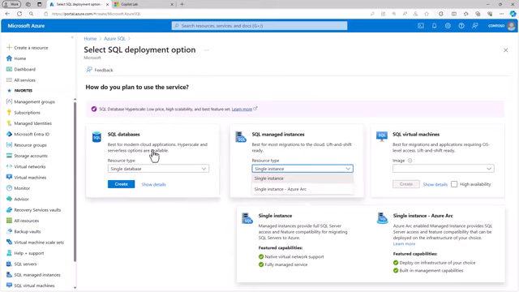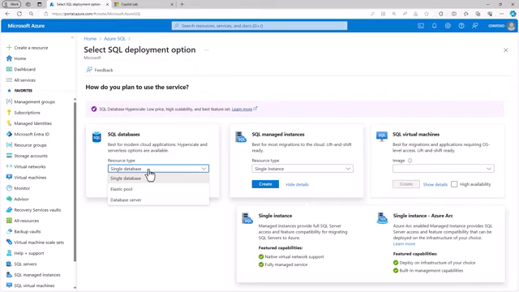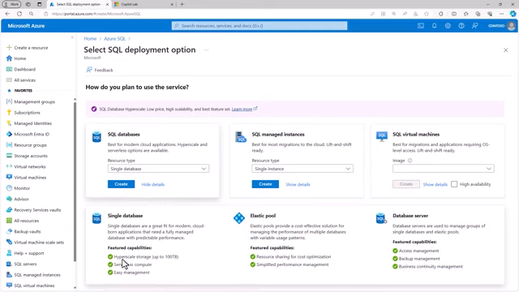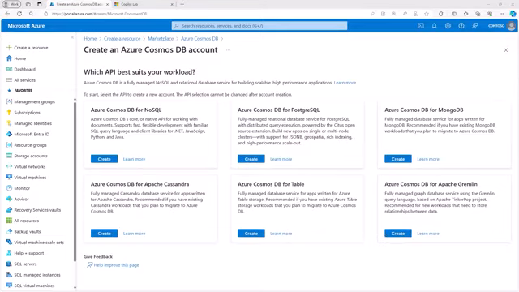Moving all the way up to the full PaaS offering capabilities, where maybe you don't want to manage a virtual machine and SQL. You don't want to manage just SQL. You want to just manage a database. And so we have single database options that fall into a single database, an elastic pool, or a database server where you could actually have a single database.